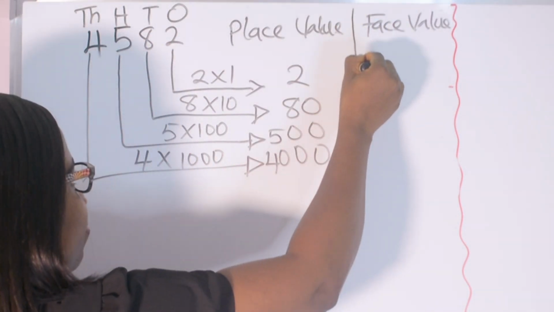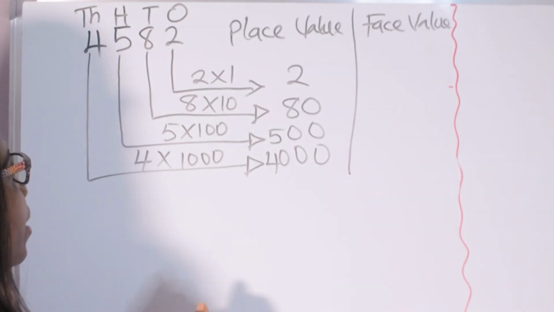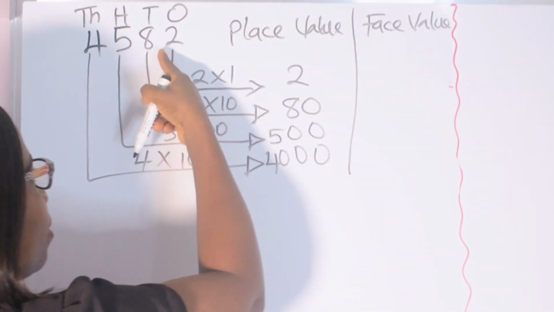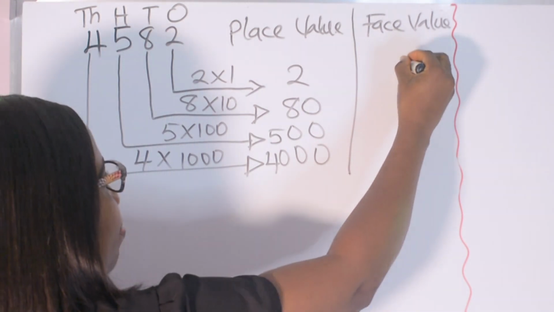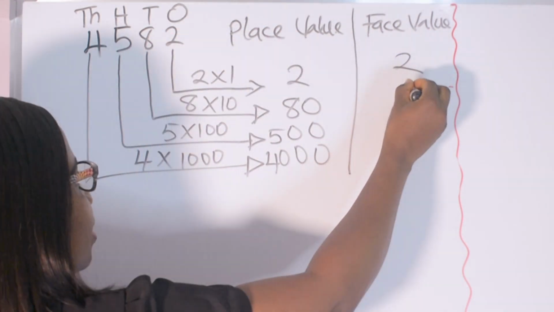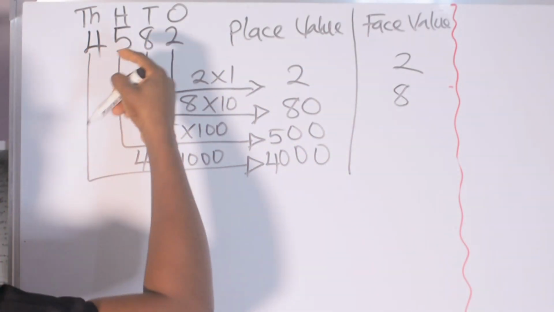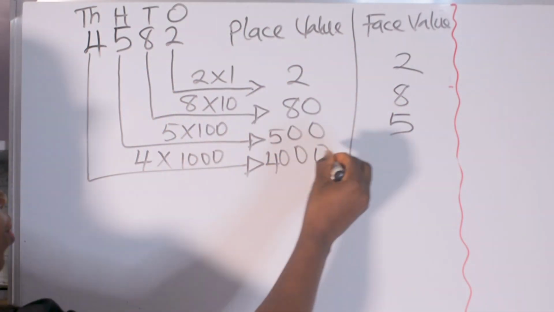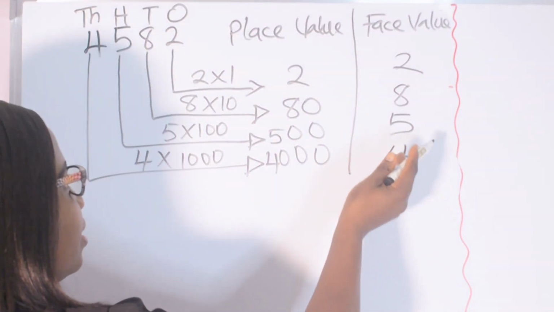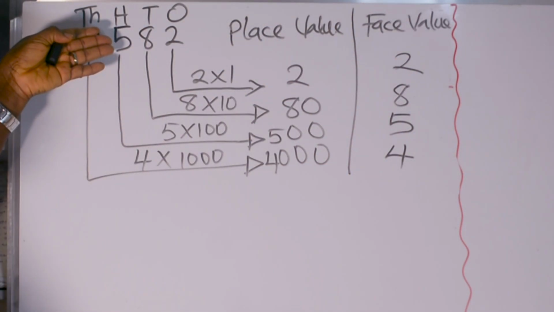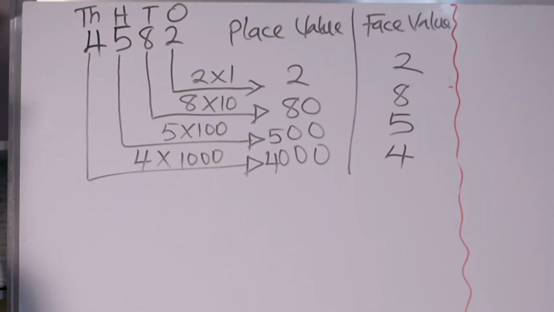Now, the face value is simply the actual value of the number. So the face value of 2 remains 2. The face value of 8 is 8. The face value of 5 is 5. The face value of 4 is 4. The face value is the number as it is. As you're facing the number, it simply means the face value.